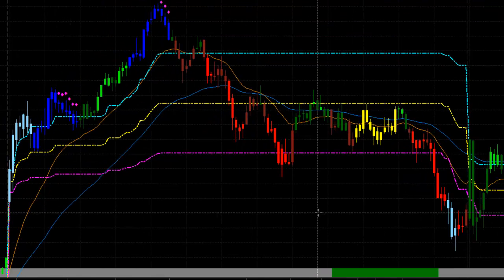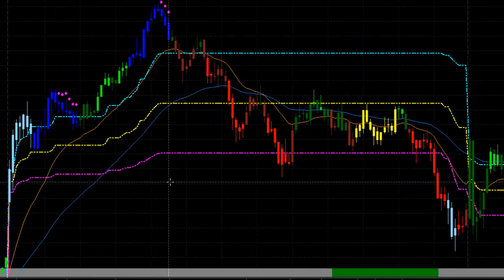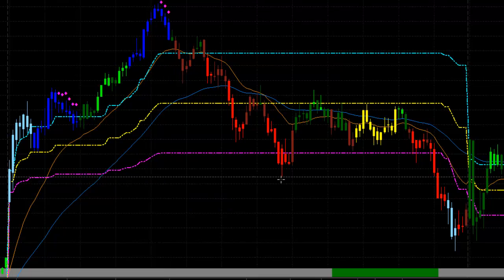All right, so that's sort of how I use my dynamic pivots. I don't have those for Thinkorswim. I just have them in eSignal in terms of what's available for you guys.